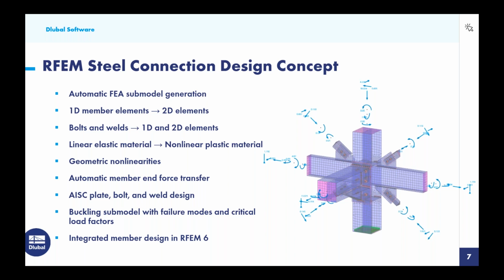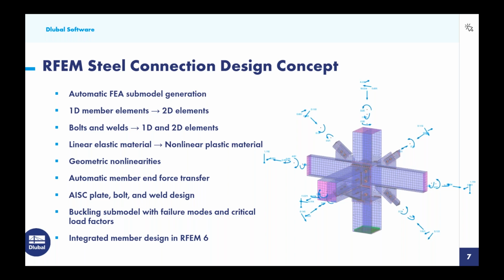Additionally, we'll see geometric nonlinearities applied automatically in the submodel. So for example, with two end plates, we should see those plates release in tension, but in compression forces, we'll see them bear upon one another. Again, we talked about automatic member end force transfer. So all of the load combinations, such as according to the AISC E7, are automatically brought into this submodel as member end forces, and we'll run through the separate calculations for each load combination.